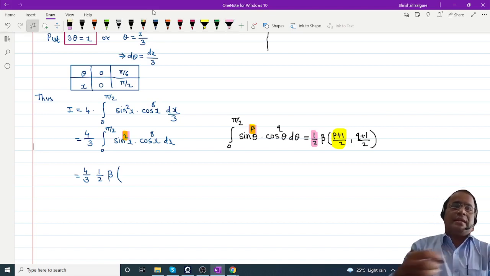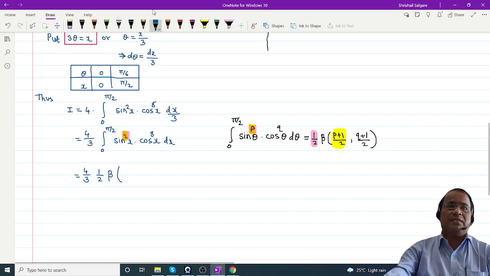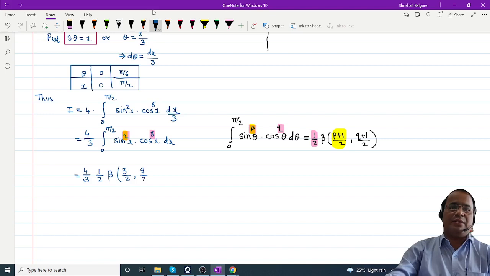Let's continue. Here the value of p is 2, so p plus 1 means 2 plus 1, that comes as 3 by 2. And for the second one, the value of q is 8, so the second parameter is 8 plus 1, that is 9 by 2. Now further this answer you have to simplify. So it comes as 2 by 3.